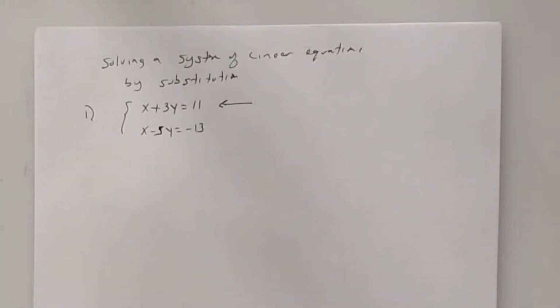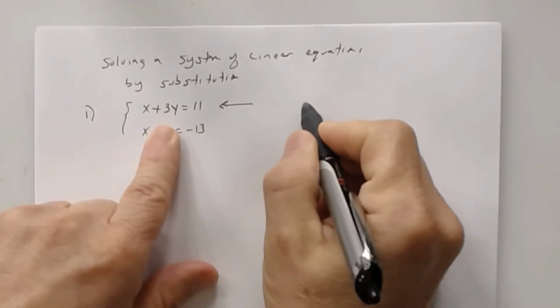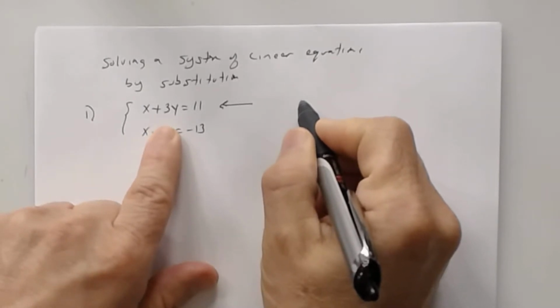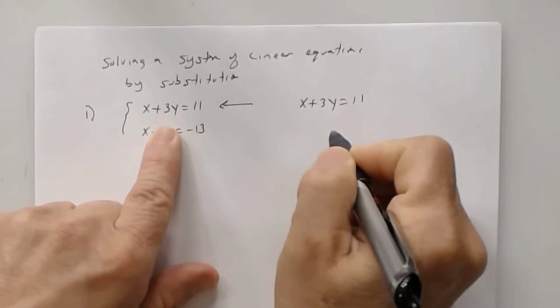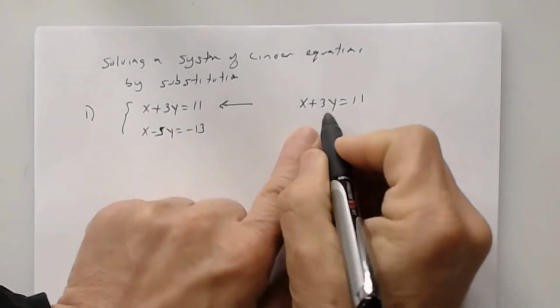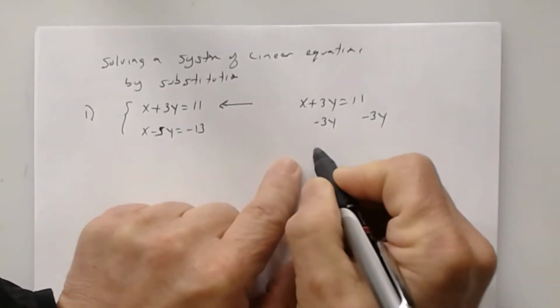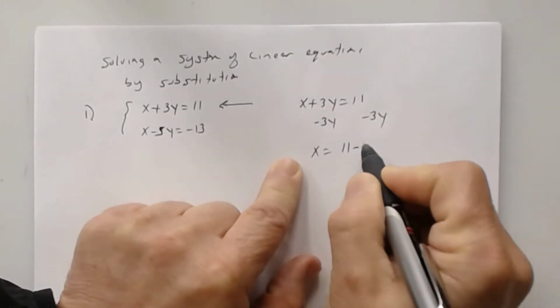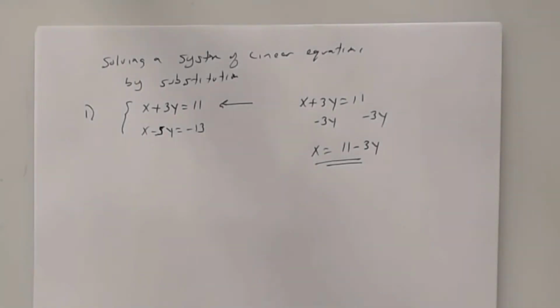All right, so that was step 1. So step 1, I'm going to isolate one of the variables. Notice what I'm doing. I'm taking that equation, x plus 3y equals 11, and I'm getting x by itself. So how do I get x by itself? Subtract 3y from both sides. And so x equals 11 minus 3y. So did I do step 1? Yes, I did step 1. I got x by itself.